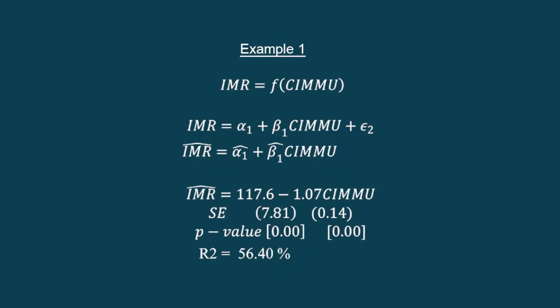So the standard error is 0.14, and 1.07 is the value of beta 1 hat. If we divide 1.07 by 0.14, we will get the t value, which is statistically significant. Similarly, if we divide 117.6 by 7.81, we will get the corresponding t statistic, which is also significant at the 5% level.